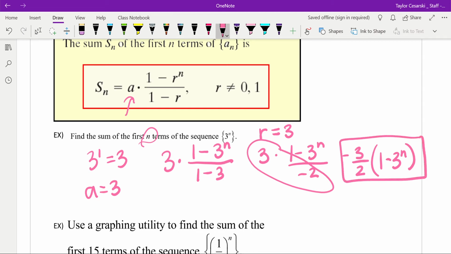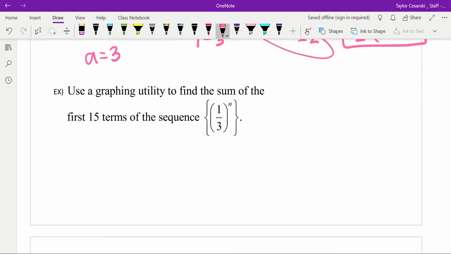So there we have a formula set up so that if I asked you, for example, to find the sum of the first 20 terms, you could use this formula, negative 3 halves, 1 minus 3 to the n, and just plug in 20. All right, use a graphing utility to find the sum of the first 15 terms in the sequence 1/3 to the n. So we could use that big long formula.